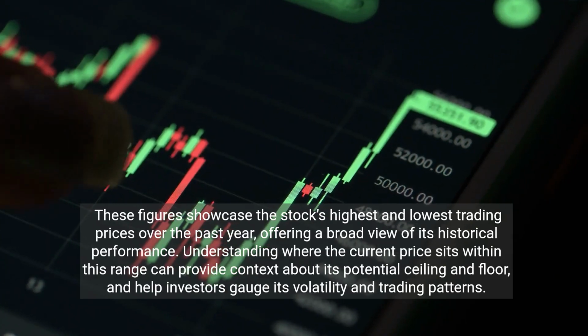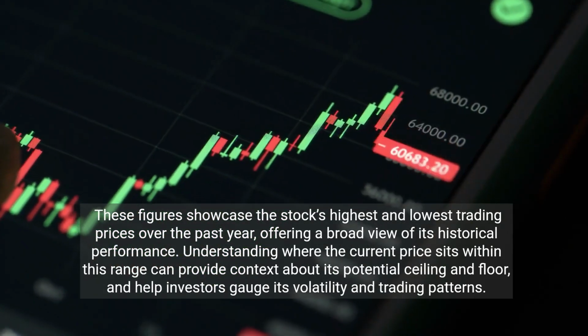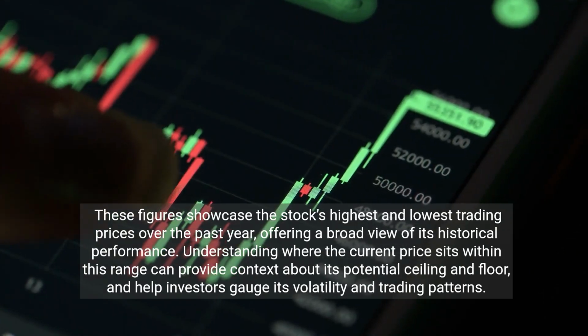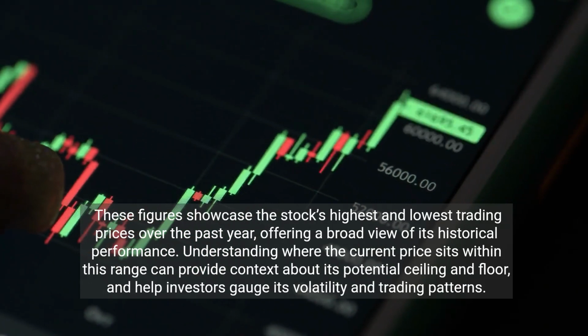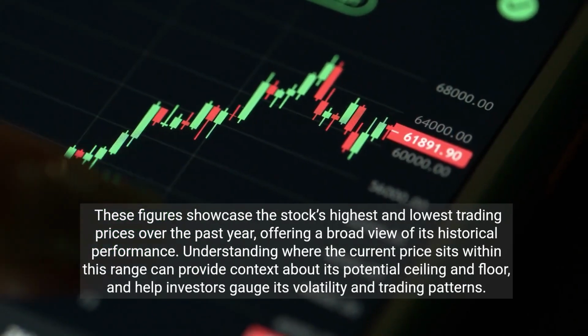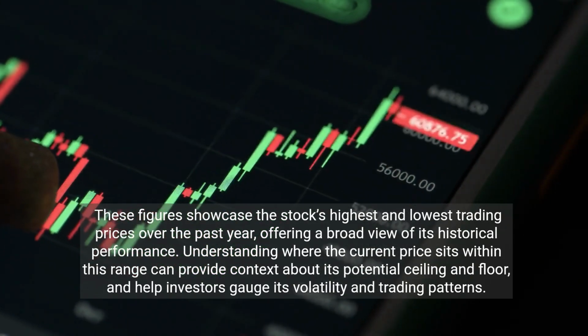These figures showcase the stock's highest and lowest trading prices over the past year, offering a broad view of its historical performance. Understanding where the current price sits within this range can provide context about its potential ceiling and floor and help investors gauge its volatility and trading patterns.